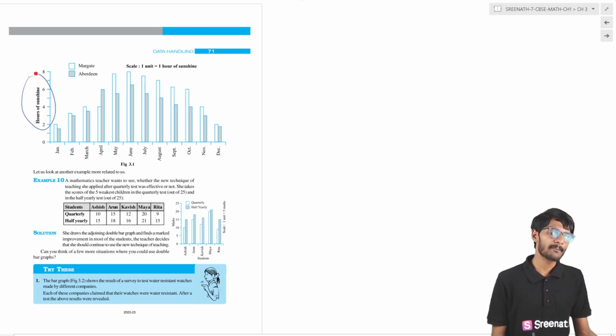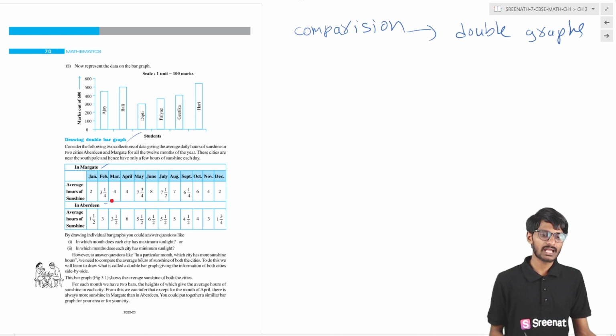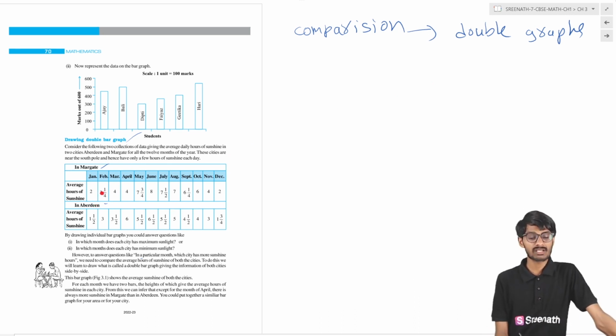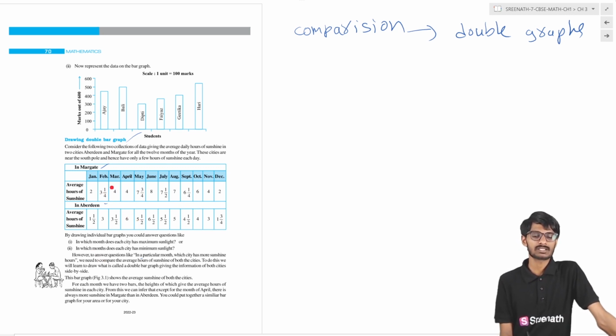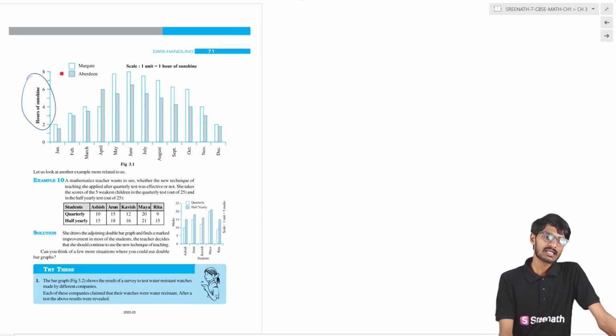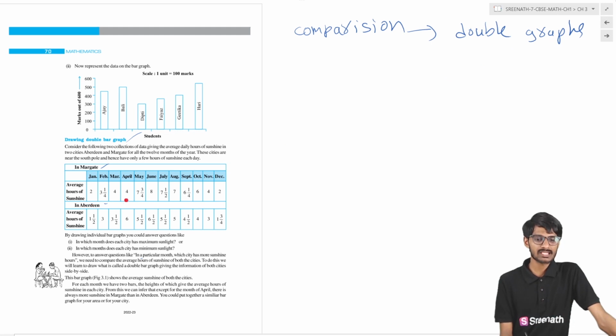While choosing the scale, what values do you have? You should know the frequency of the values. By seeing the frequency of values in both cities, considering both, we have to take the scale. Here the scale is 1 unit equal to 1 hour of sunshine. Why? Because here the maximum value is around 8 hours of sunshine. Here also the maximum is around 6 and 6 and a half.